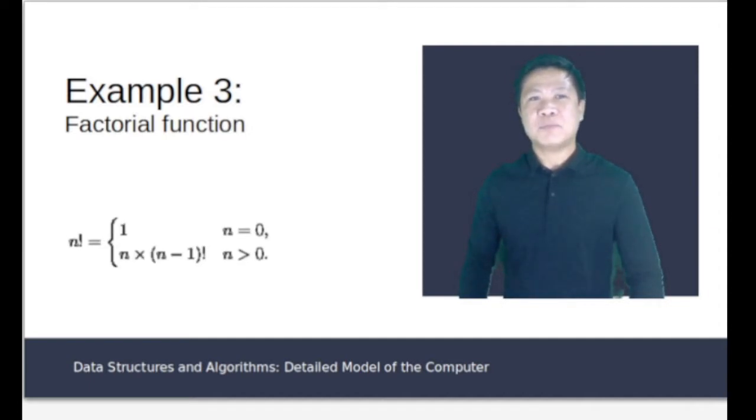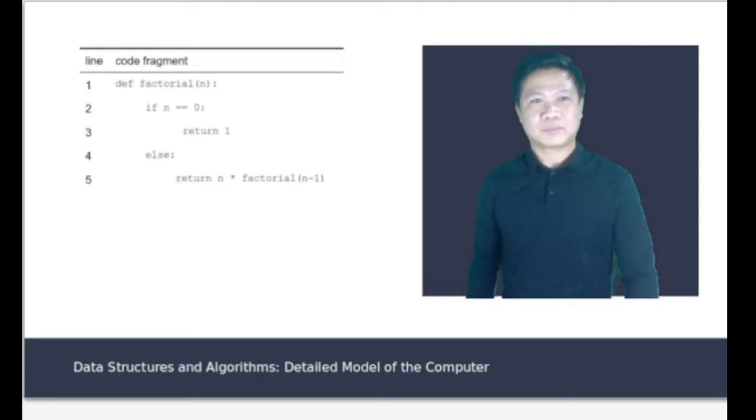Alternatively, we can express the declarative expression above algorithmically so that it can be solved mechanically by a machine. This is the form you are more familiar with. This makes it easy for us to map this expression to a Python code fragment. The factorial of n: if n equals 0, return 1, else return n times factorial of n minus 1.